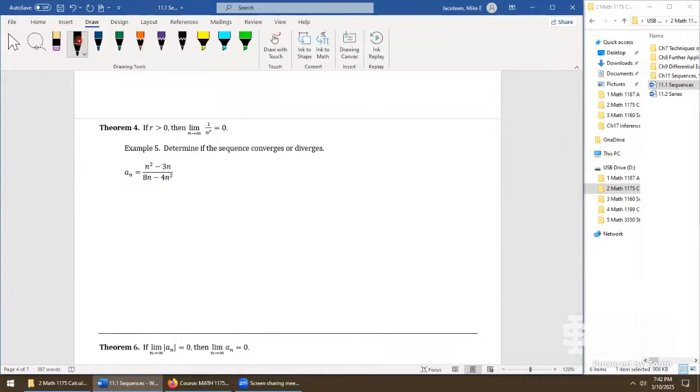What do we want to do? We want to take, well, geez, that's already vague, right? It just says determine if it converges or diverges.